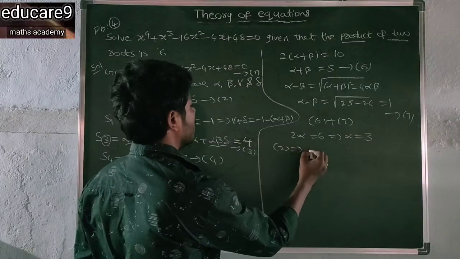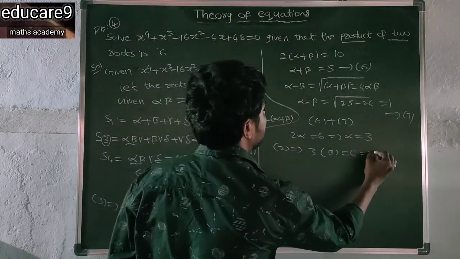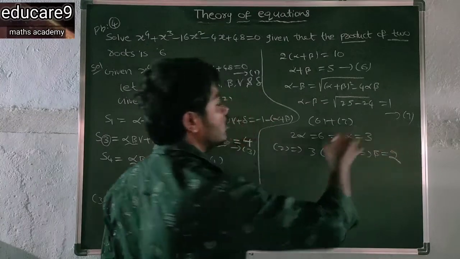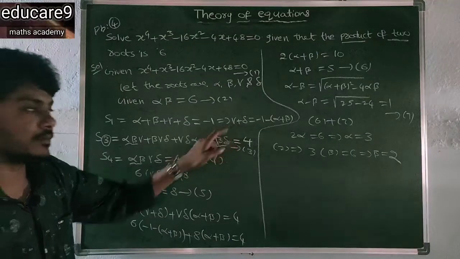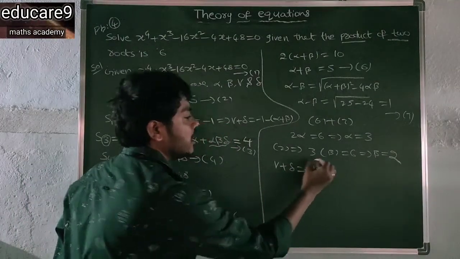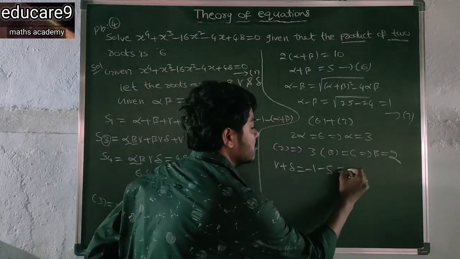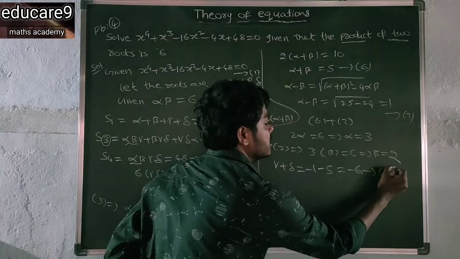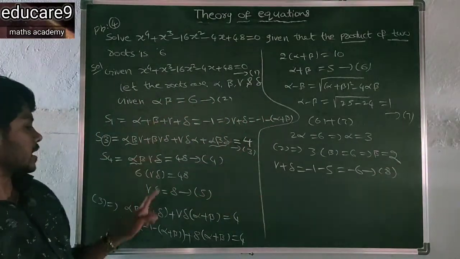So from 2, 3 into beta is equal to 6. So what is beta value? 2. Okay. Now what is gamma plus delta value? So gamma plus delta is equal to minus 1 minus of alpha beta. That is minus 5. This is minus 6. This is equation 8. So gamma plus delta is there, gamma delta is there.